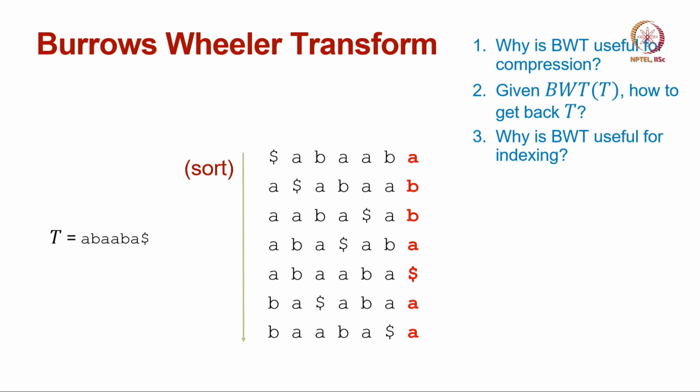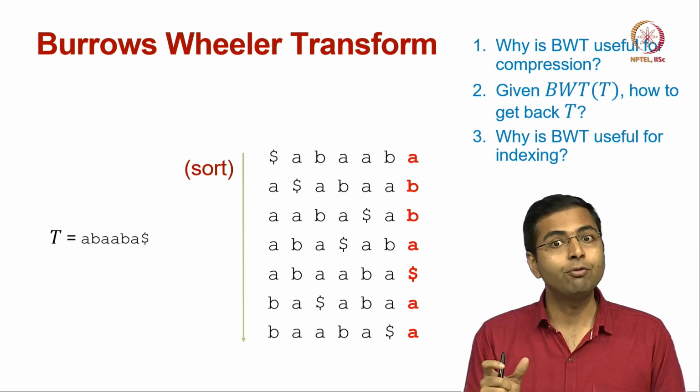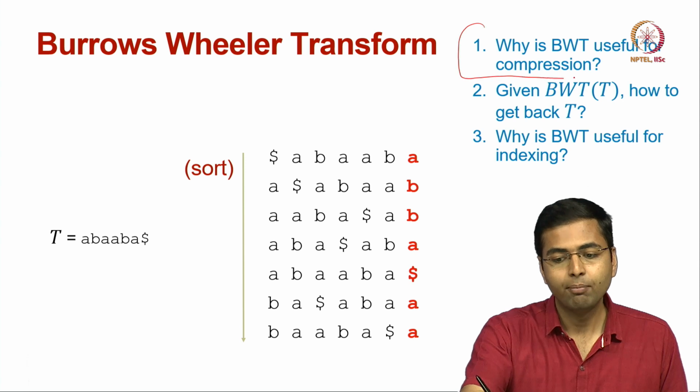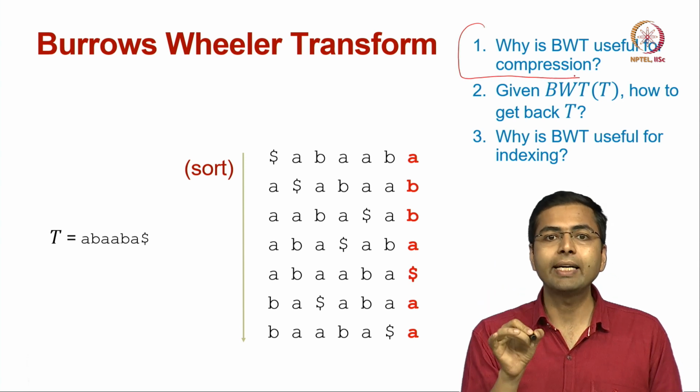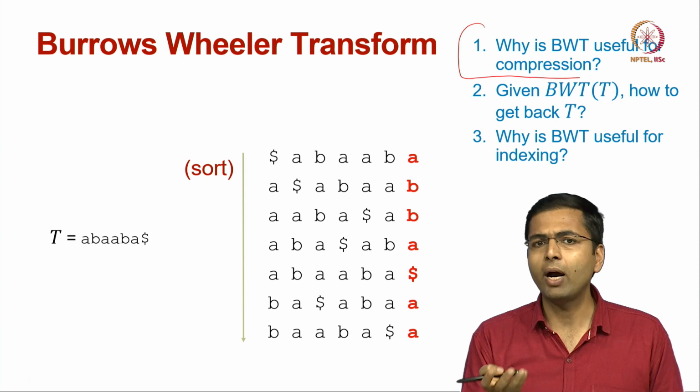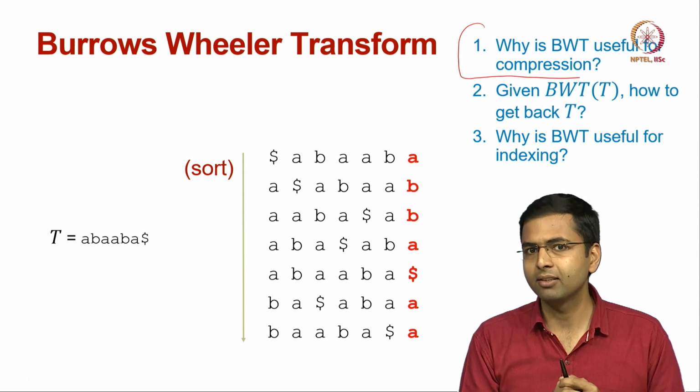but we have to answer now three questions. Why is Burrows-Wheeler transform useful for text compression? Because this was the original motivation for building Burrows-Wheeler transform. So, in 1994 Burrows and Wheeler invented this technique for text compression. So, this has to be useful for compression, but the reason is not obvious at this point.